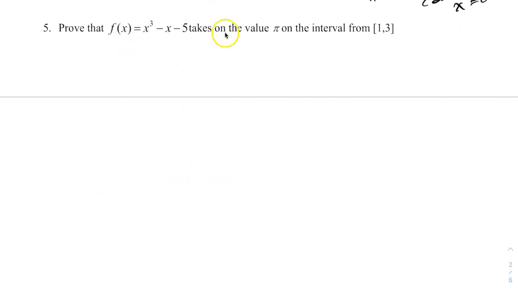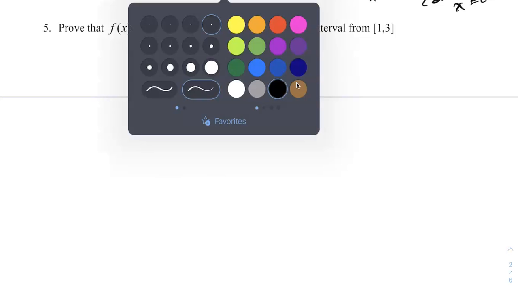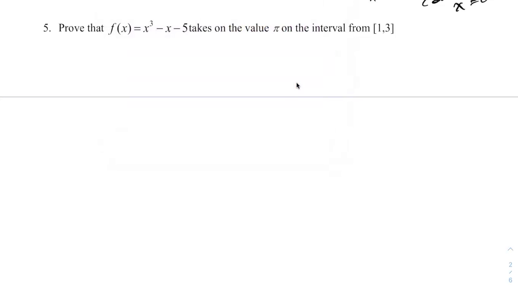Prove that f of x takes on the value of pi on the interval from 1 to 3. This is an IVT question. Again, my format is off, I apologize. So if I remember the way IVT works, you want to say it's continuous. So if I was doing this, I would say f of x is continuous because it is a polynomial, which we know polynomials are continuous.